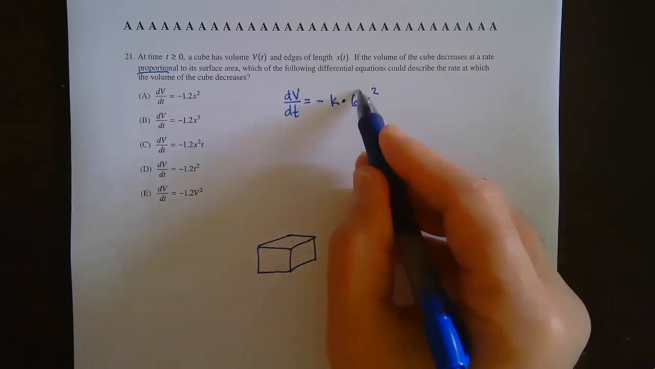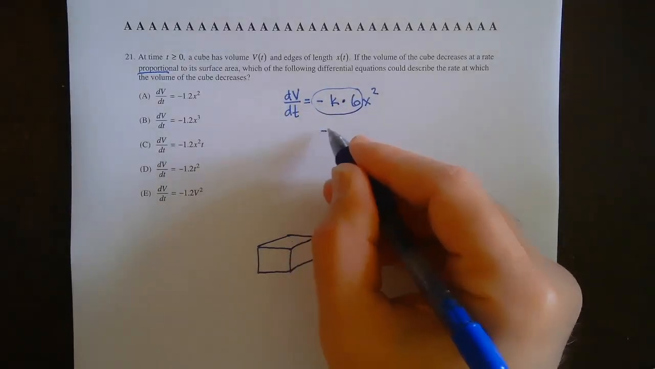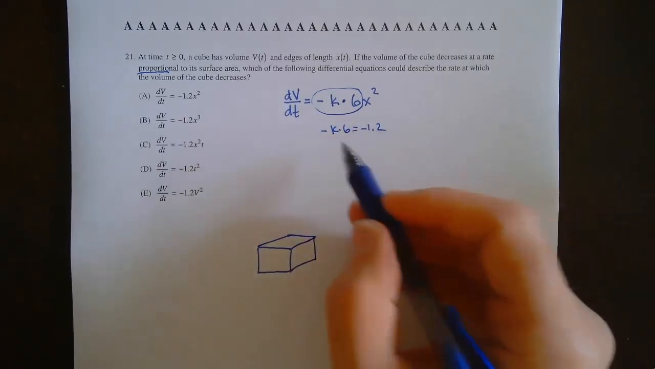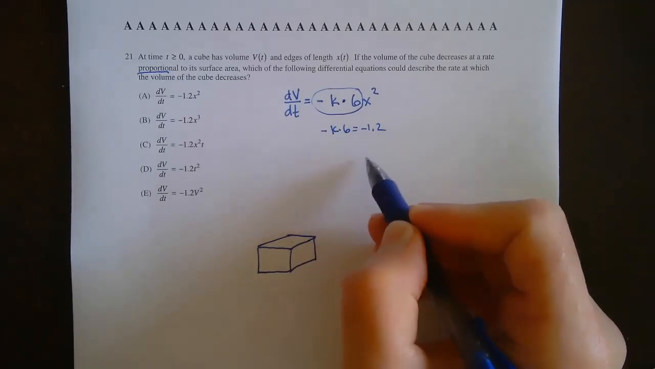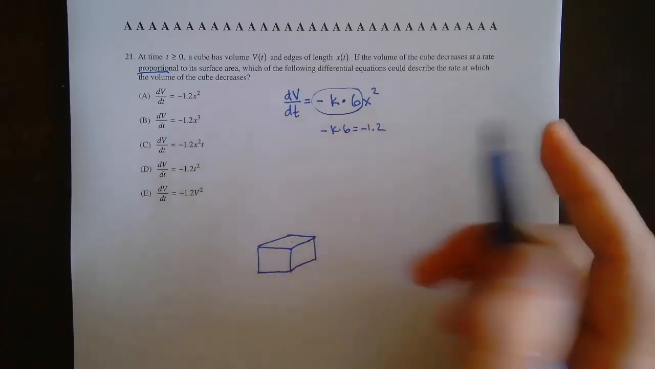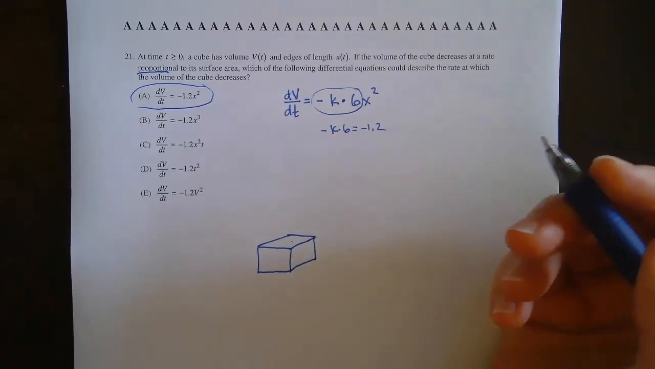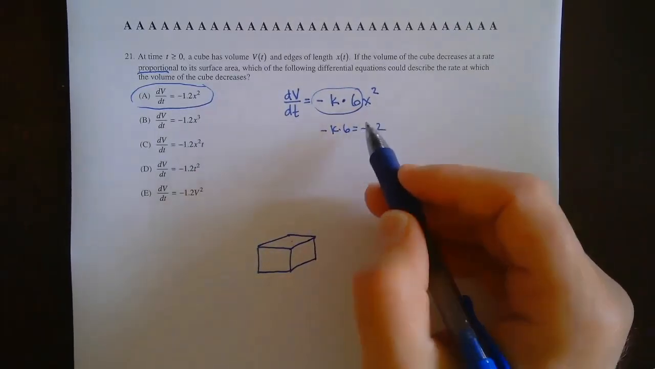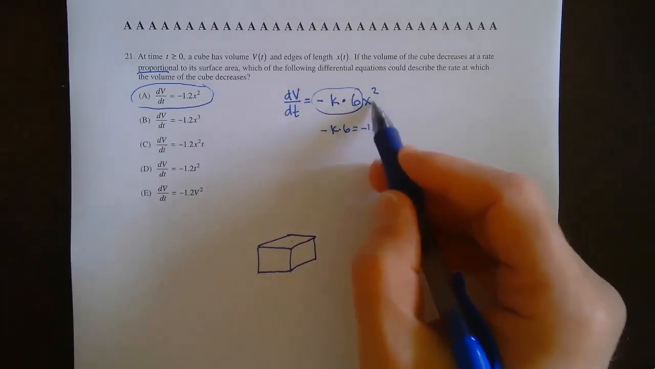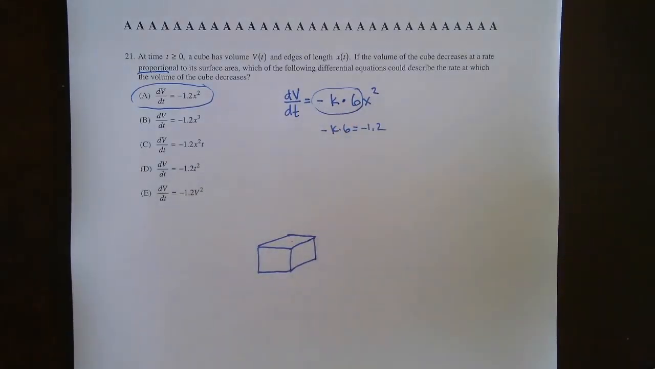So negative k times 6 would have to equal negative 1.2, and then you could figure out what k is just by solving for k. They didn't ask you to do that. So the correct answer is A, and it's the only one with x squared. That's why it has to be that one, because the surface area would be a square unit. This is a function of t, so it's getting bigger and smaller. So the correct answer for 21 is A.